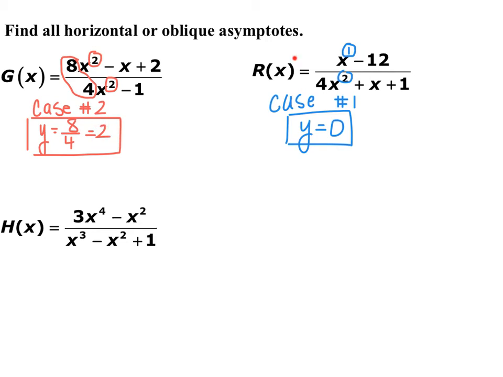Capital R of x, I notice that my degree of the numerator is smaller than the degree of the denominator. So that means it's case number 1, y equals 0, you're done, nothing else you have to do.